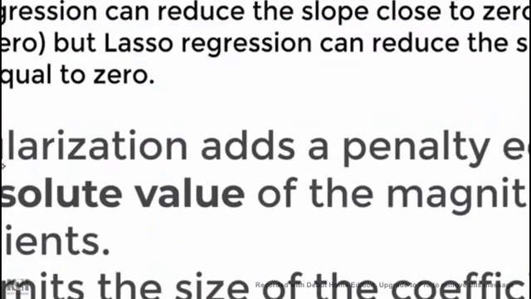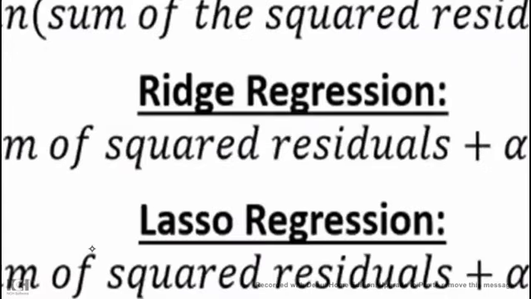Lasso regression adds a penalty equal to the absolute value of the magnitude of the coefficients. If you observe the difference between linear regression, ridge regression, and lasso regression: in linear regression, the sum of the squares of error should be minimum. In lasso, the sum of the squares plus alpha into modulus of slope should be minimum. In ridge, the sum of the squares plus alpha into slope square should be minimum. Along with this penalty, it should be minimum.